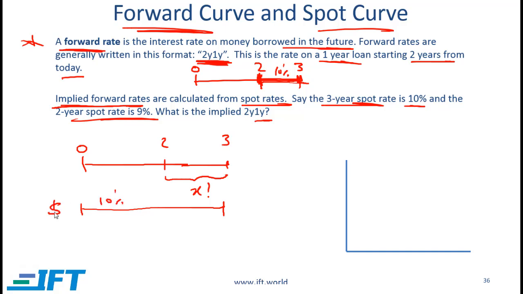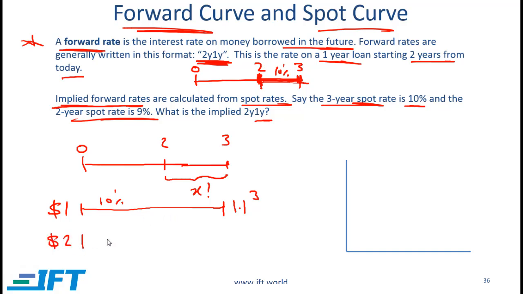That means that if you invest $1 today, how much will you have after 3 years? What you will have is 1 plus the 10%, or 1.1 cubed. That's how much $1 will become after 3 years.